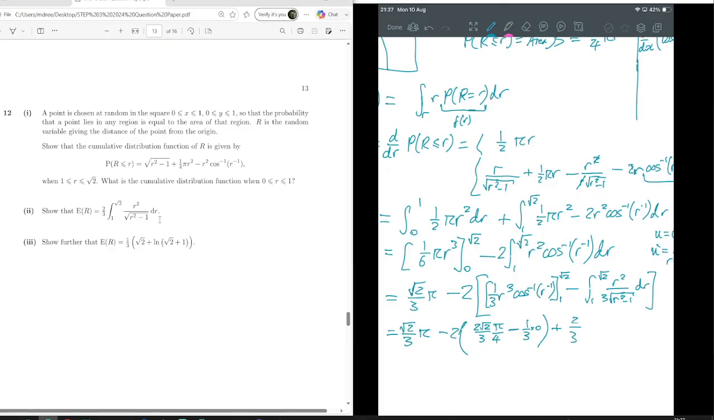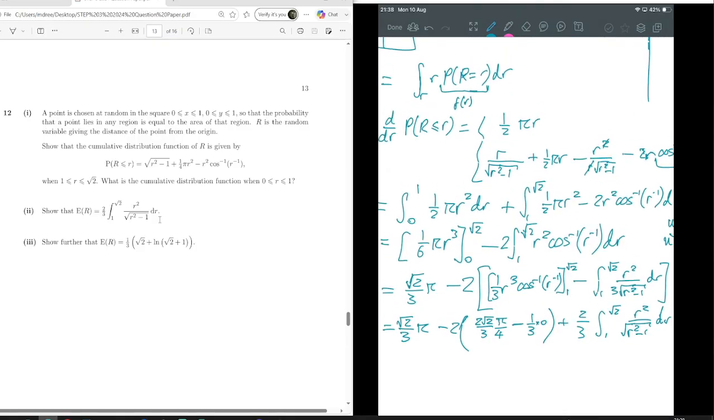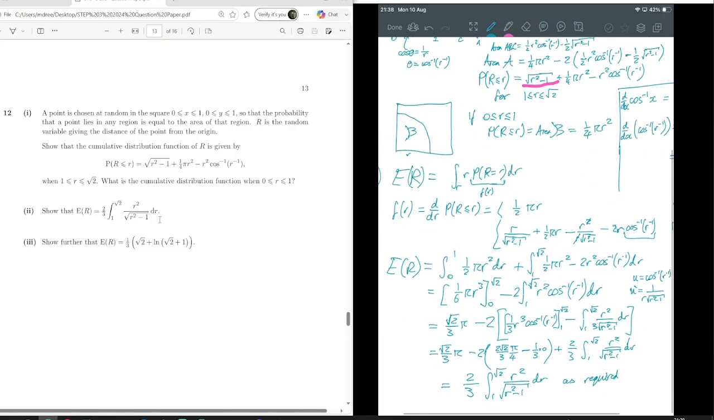Plus 2/3, the 2 from the outside of the square bracket and the 3 from the inside, the integral between 1 and root 2 of r squared over root r squared minus 1 dr. None of my brackets have gone haywire. Now just mentally check that this term here is exactly what I want. Yep, the 2's cancel with the 4, so they all cancel out perfectly, and I'm left with 2/3 the integral of r squared over root r squared minus 1 dr, as required. A very pure piece of work there.